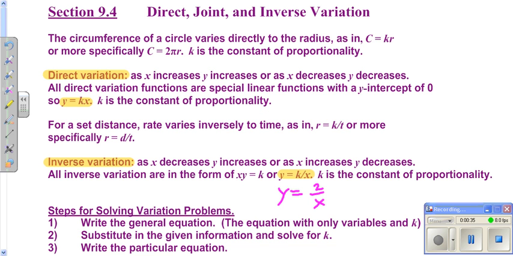Now, with inverse variations, basically as one number goes up, the other number goes down, or vice versa. Your k right here is referred to as your constant of proportionality.